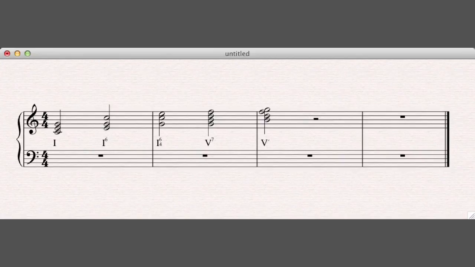So this is technically a 6, 5, and actually somehow you're supposed to be able to put in a 3, but I don't know how to put in a 3. This is technically a 6/5/3 chord, but in notating it, we don't put in the 3. We just notate this as a 6/5 chord. Let's keep going.